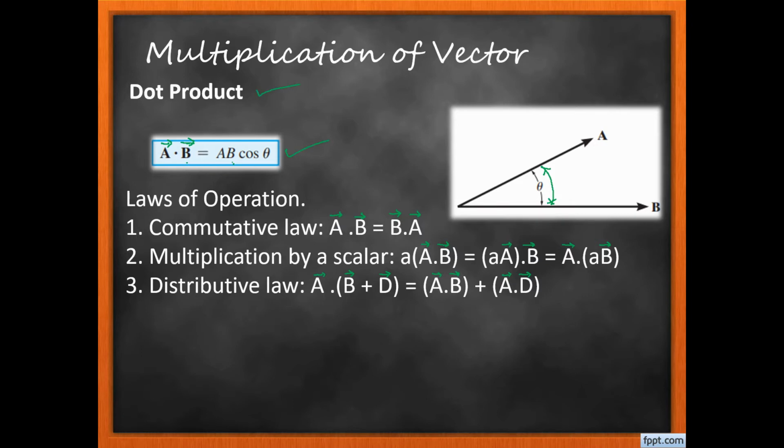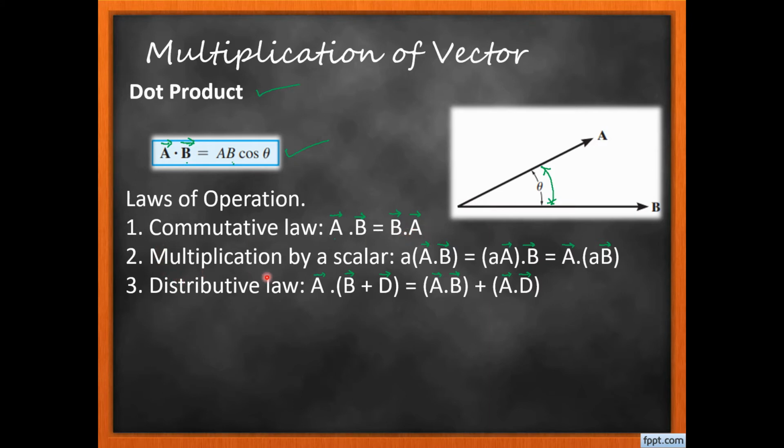And meron tayong mga law of operation para dito sa ating dot product. Meron tayong tinatawag na commutative law. Yung commutative law, ibig sabihin nun, yung A dot B ay equal din sa B dot A. Kung ano yung makukuha natin doon sa operation natin para sa A dot B ay ganun din yung makukuha nating result doon sa B dot A.